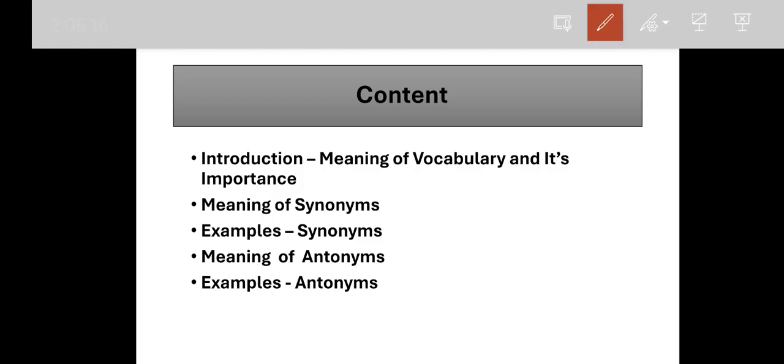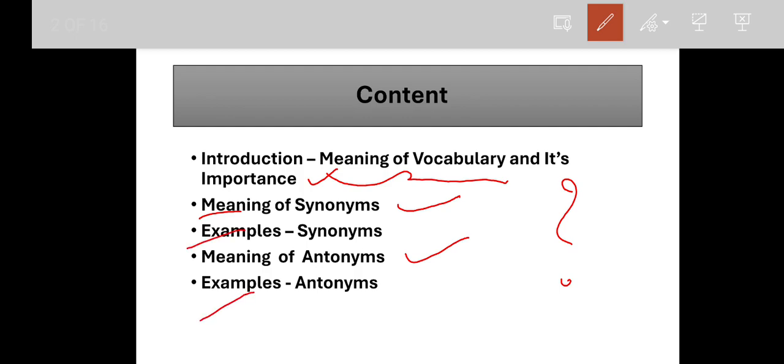So, the content is I'm going to talk about the meaning of vocabulary and its importance, why we should learn vocabulary. Then today we'll discuss synonyms and antonyms, the meaning of synonyms, antonyms, and examples. What you should do is write down synonyms and antonyms. You collect them, write them down in a book, and read them, learn them by heart, and use them in your communication.